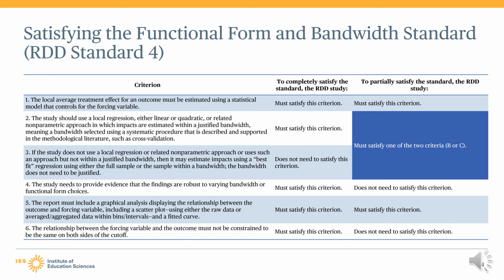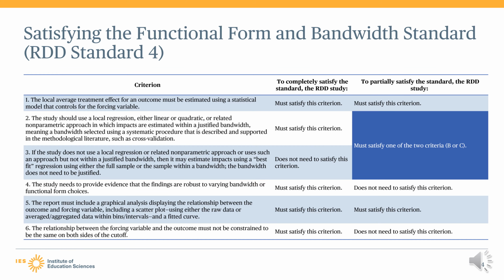The second way a study satisfying criterion C can also satisfy criterion D is if the sign and significance of impact estimates is the same for at least 3 different functional forms, including the best fit regression. Finally, a study could satisfy criterion D if the authors show the same sign and significance for the impact estimated within a justified bandwidth and the impact estimated using the best fit regression.